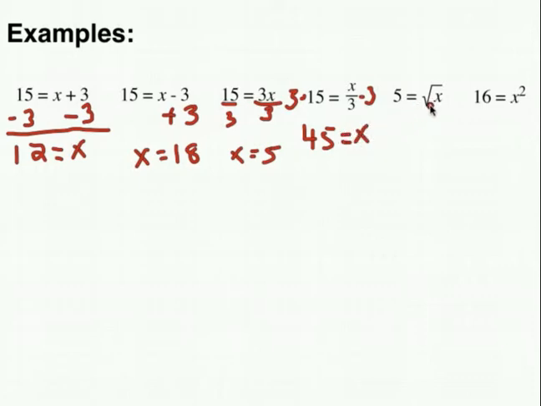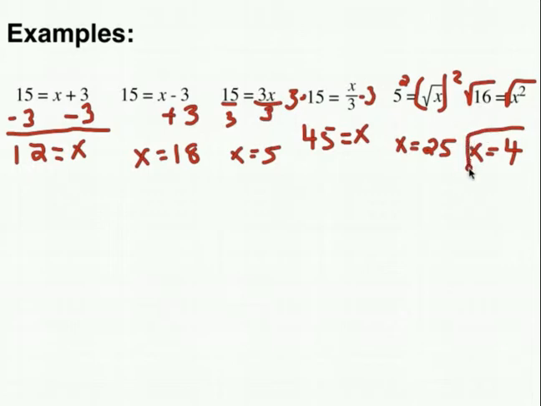When you have a square root, you get rid of it by squaring each side. Again, whatever you do to one side you do to the other, so x will turn out to be 25. And then finally, when you have x squared, you take the square root of both sides, and in this case you get x is equal to plus or minus 4. We're only worried about the positive answer, so in this case x equals 4.